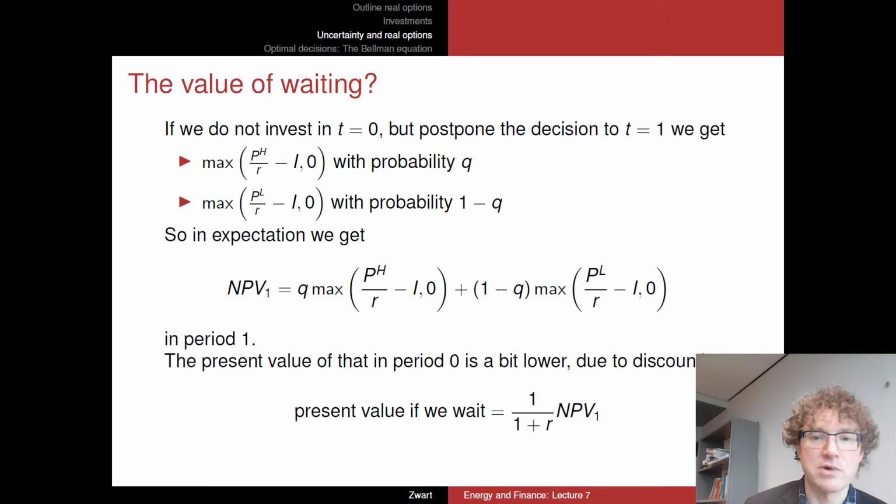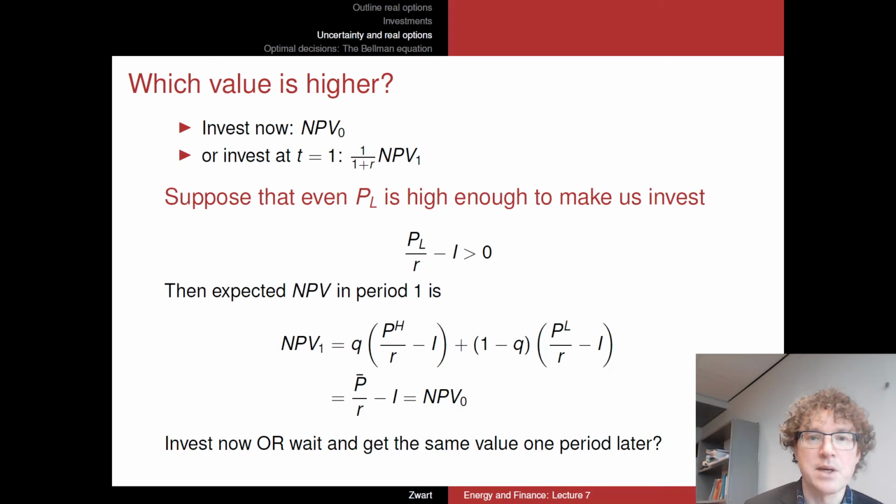So this NPV rule, what does that boil down to? You have to compare these two, right? You have to compare, do we want to invest today, so get the expected NPV today, or do we want to postpone investment and get the discounted value of the expected NPV tomorrow? So it's going to depend on whether, when tomorrow arrives, we are going to make these investments.